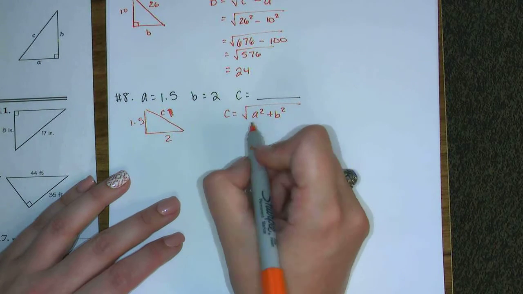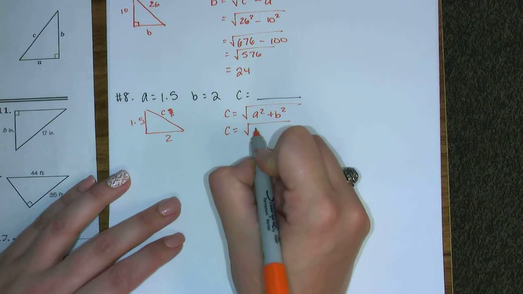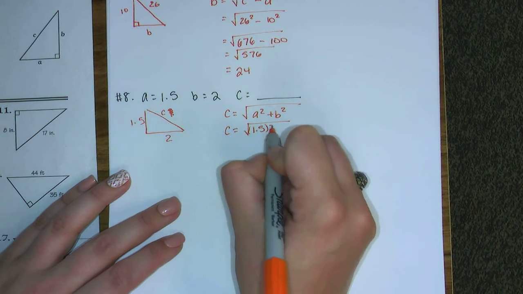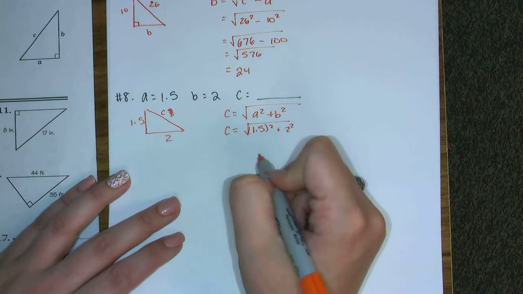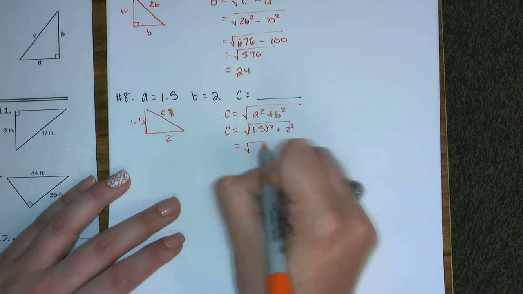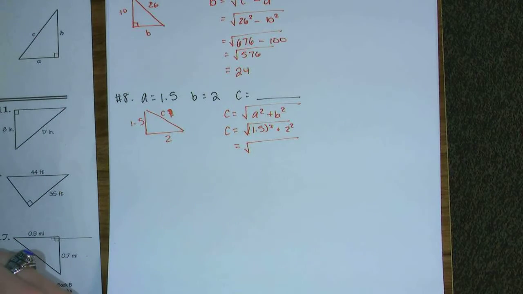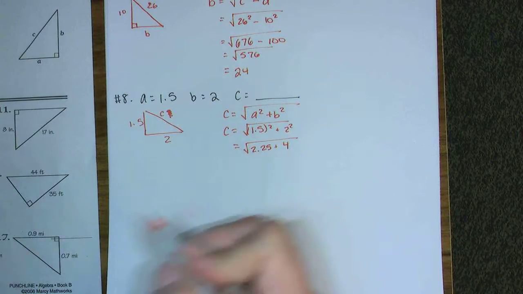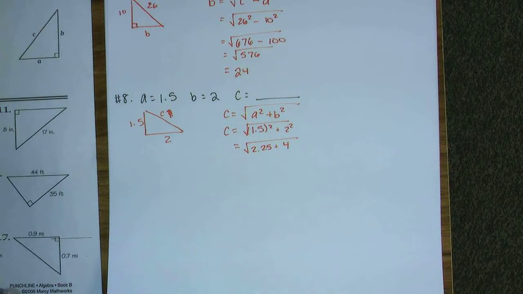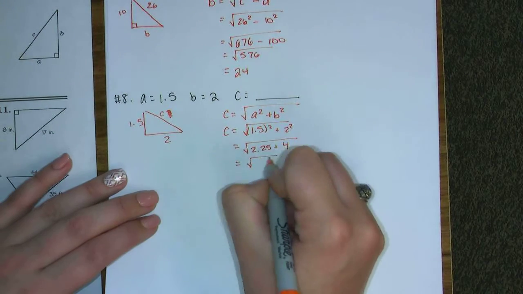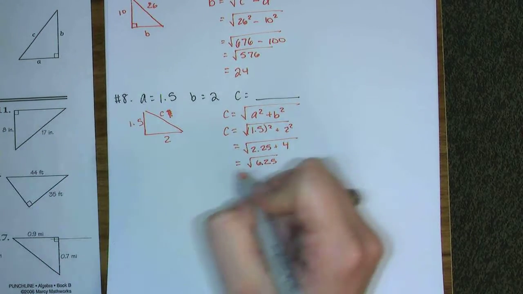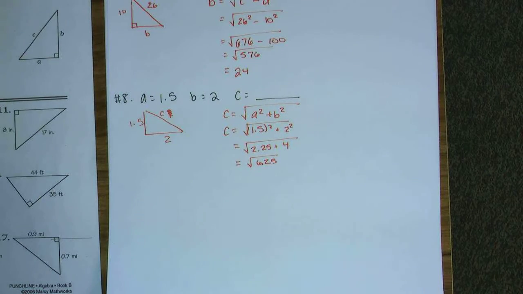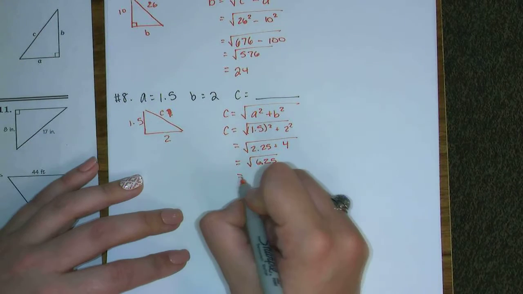So now I just plug in these numbers. C is equal to the square root of 1.5 squared plus 2 squared. So this is the square root of 1.5 squared, which is 2.25, plus 2 squared, which is 4. So 2.25 plus 4 is 6.25. So the square root of 6.25 is, if I can find my calculator, 2.5.